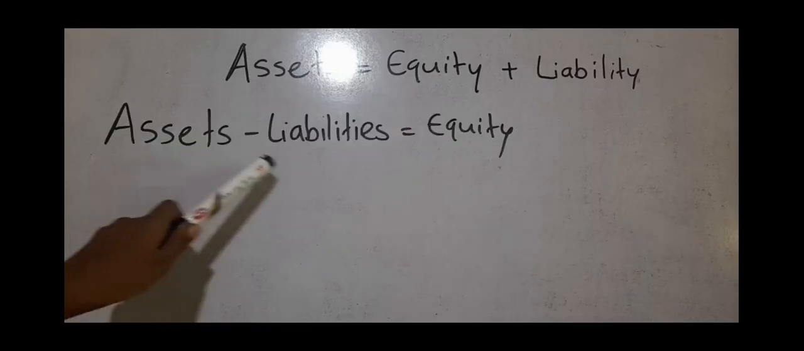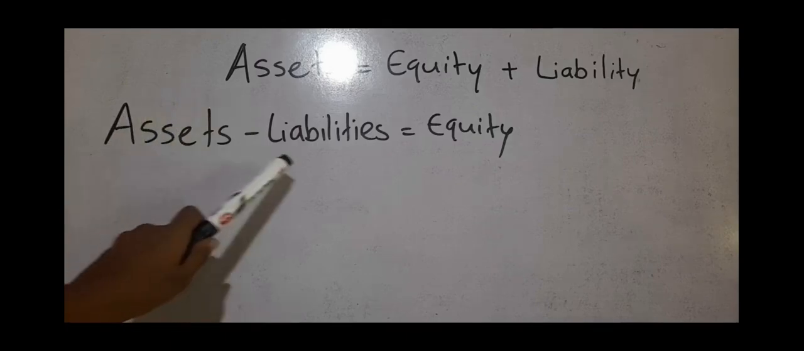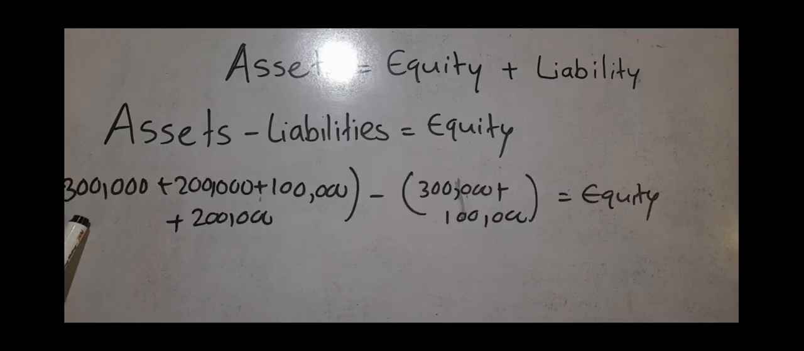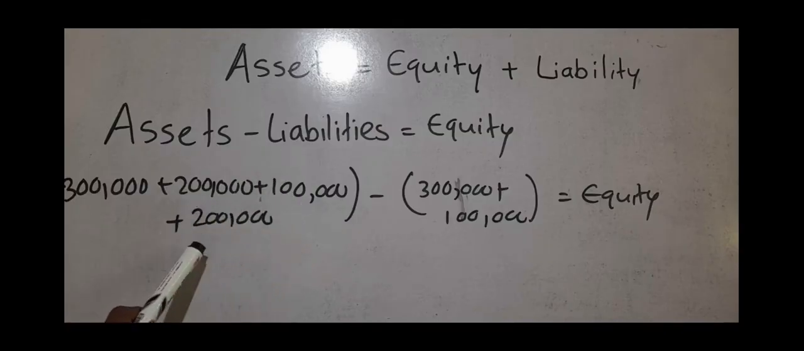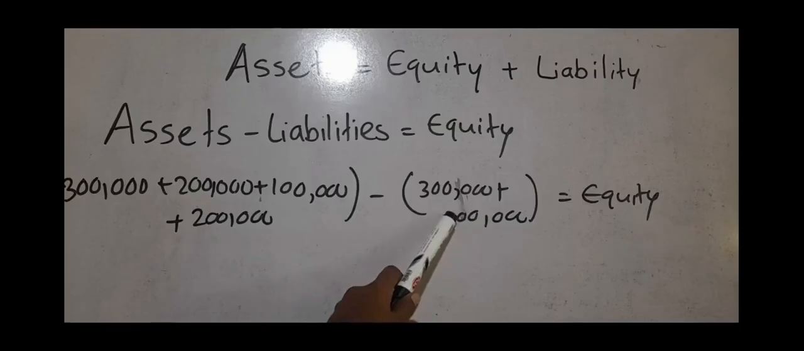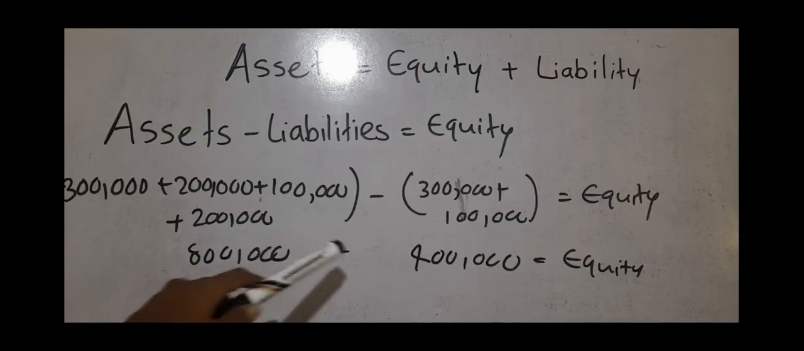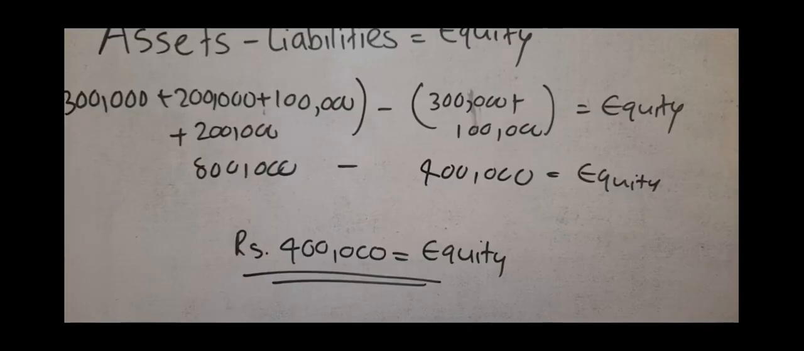Take liabilities to the left side, then it becomes assets minus liabilities equal to equity. Now substitute the values. Furniture 300,000, stocks 200,000, debtors 100,000, cash 200,000. Bank loan 300,000, creditors 100,000. The total asset value is 800,000. The total liabilities are 400,000. The opening balance of equity is 400,000.